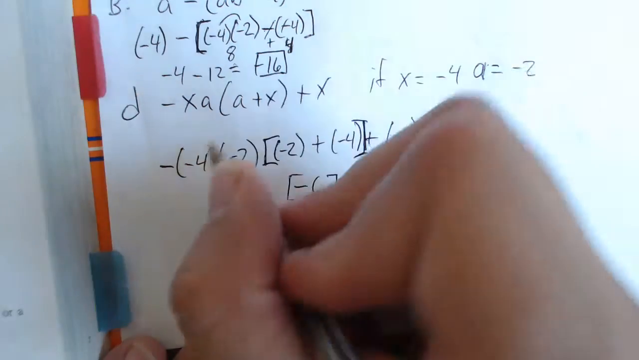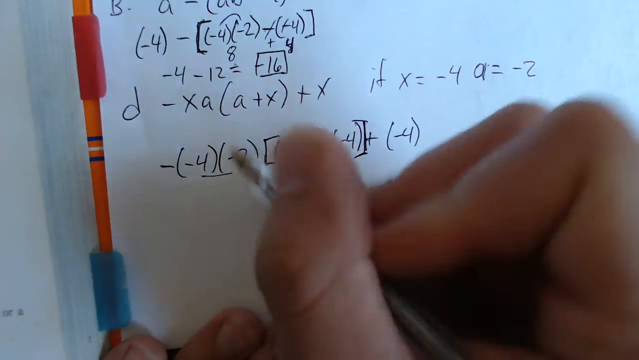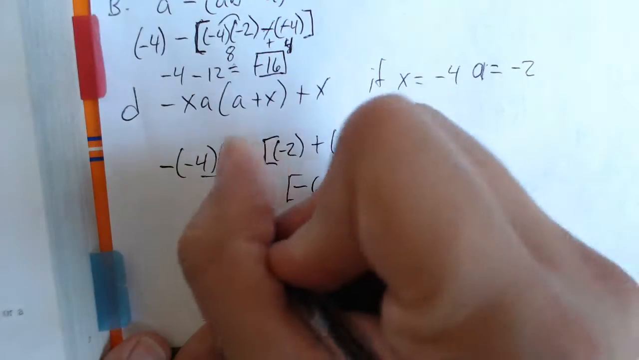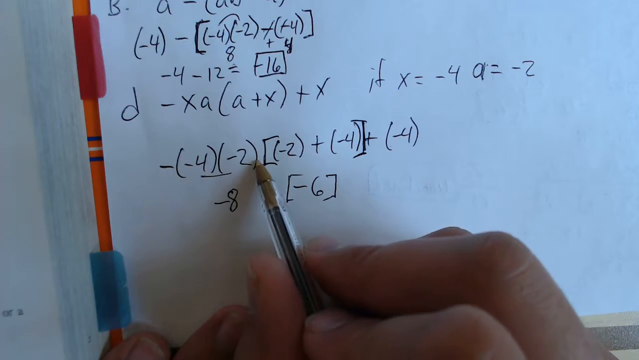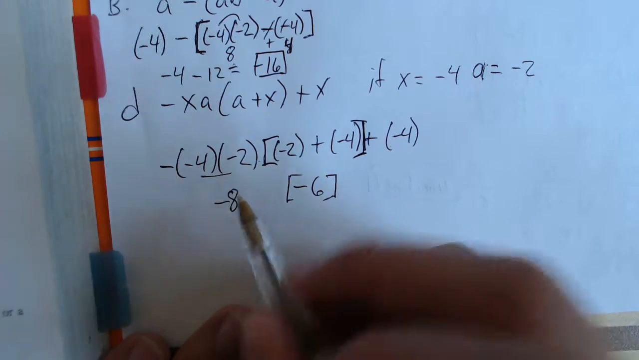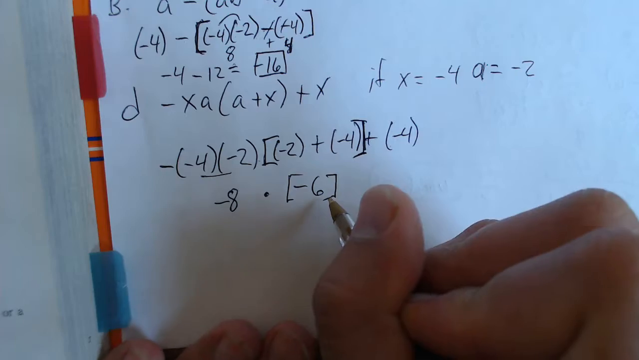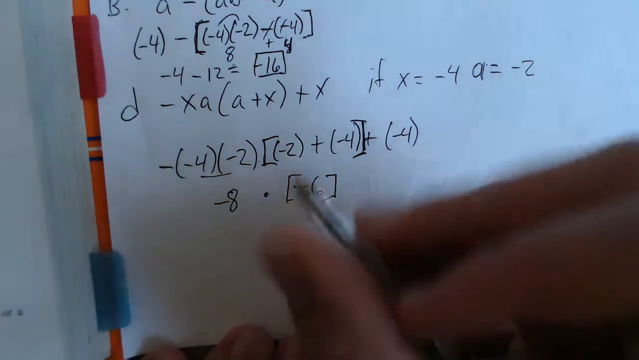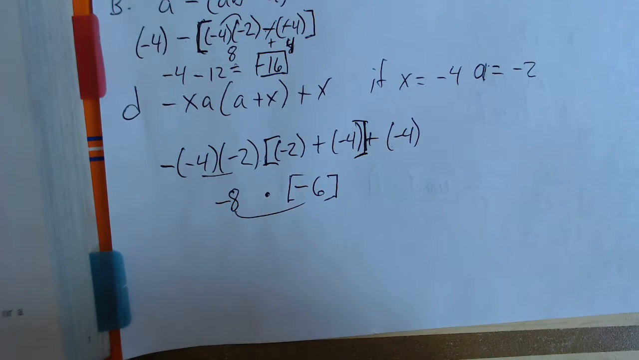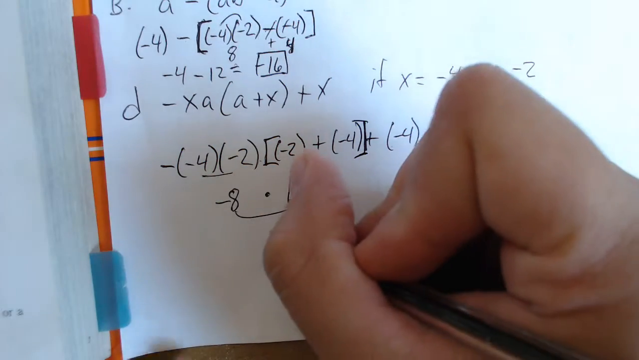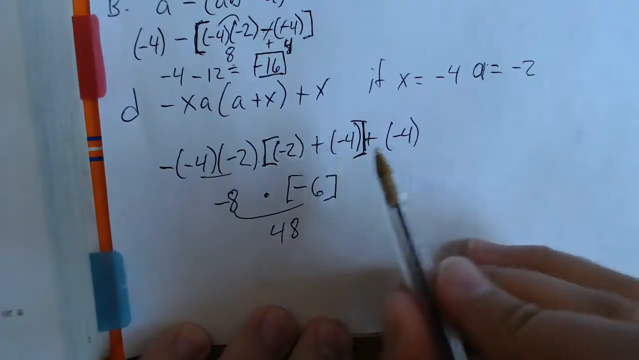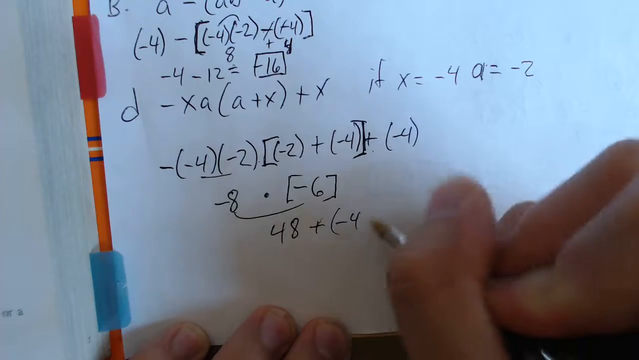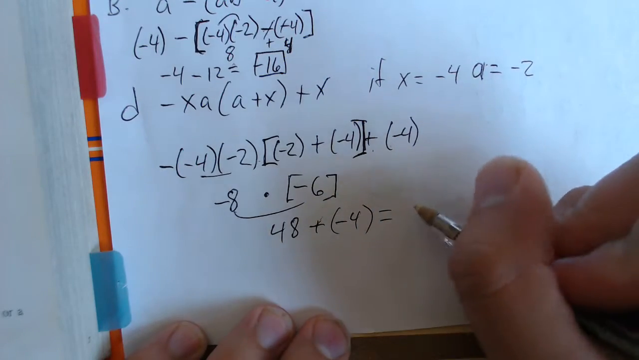Out here in front, this -4 and -2 combine to become +8, but then we apply the negative from there, becomes -8. You'll see that this parenthesis and this bracket are touching, so we have to do -8 times this bracket value of -6. So -8 times -6 is +48. Now the very last one, we have a plus sign separating this parenthesis, so we just put plus -4, which gives us an answer of +44.